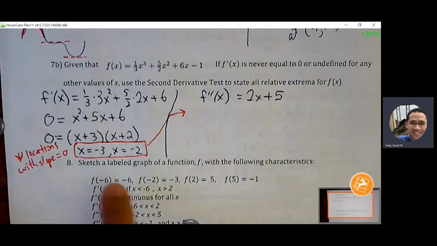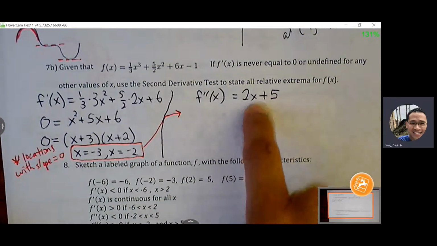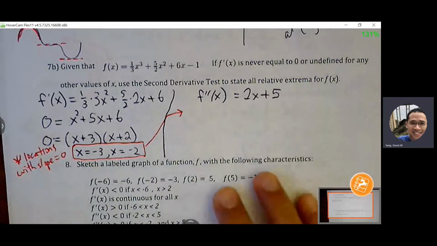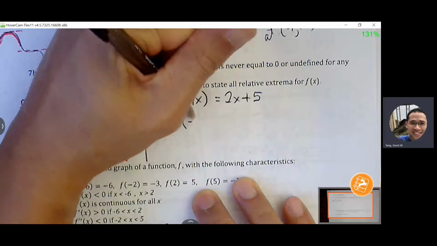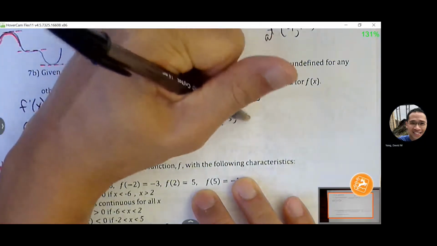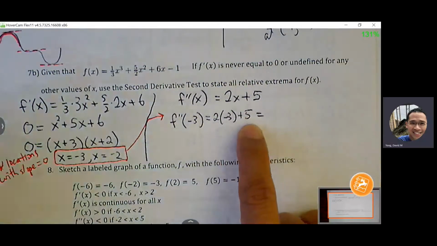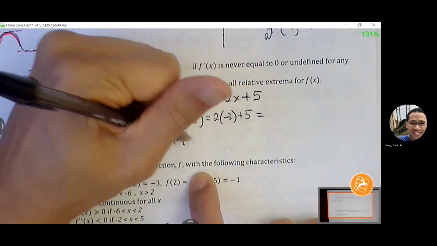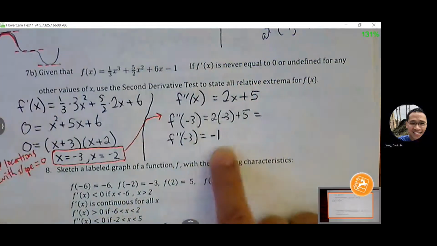Okay, so we're going to use these slope zeros to help us determine what the curvature is, and then from there make a decision about a relative max, relative min. Okay, so f double prime. Let's test 1 point at a time. So -6 plus 5 is -1. The number is not important.